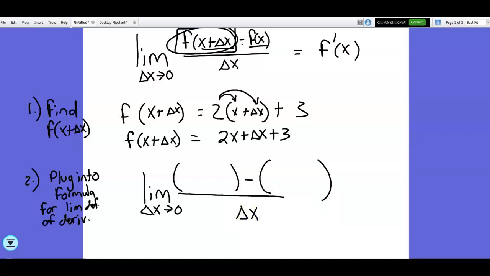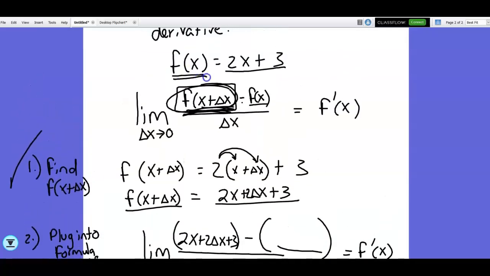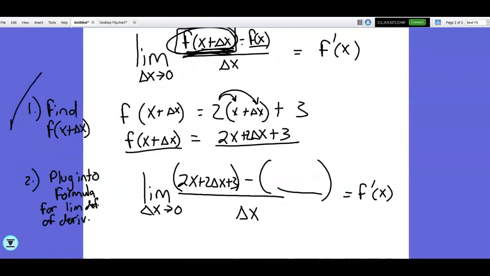Okay? Now what goes in the first blank there? Put my f prime over here as well, by the way. All right. So what goes in the first blank? Well, the first blank is f of x plus delta x, and that's what I just found in step 1. So I'm going to replace f of x plus delta x with what it equals, and that is 2x, oh, and I forgot to put a 2 here, plus 2 delta x plus 3. Next, I'm going to put f of x here, and f of x just means the original function. F of x is 2x plus 3. So I'm just going to put the original function right here.